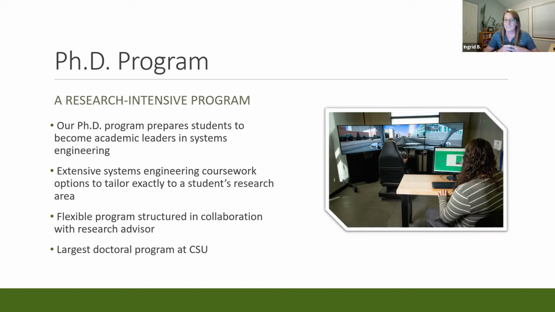We do have a recent distinction of being the largest doctoral program at CSU. And of course, we have online students in addition to our on-campus students. So this includes all of our students. But what this means for you as a prospective student is that we have students in our program that are doing research not just in labs at CSU with our faculty. They're doing research across the country and across the world in a variety of different industries.